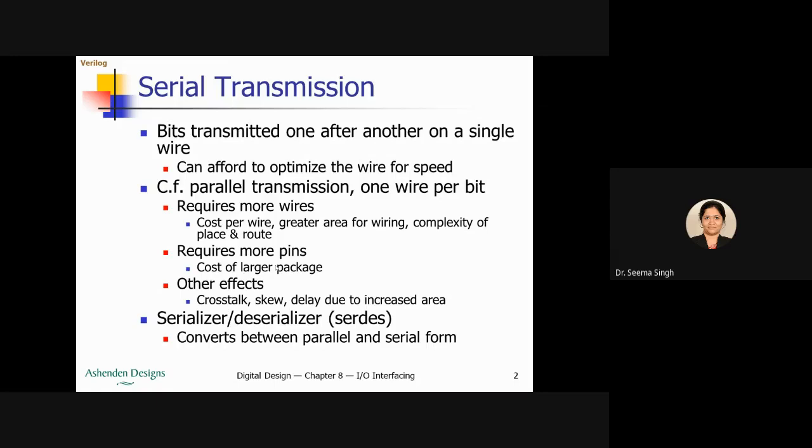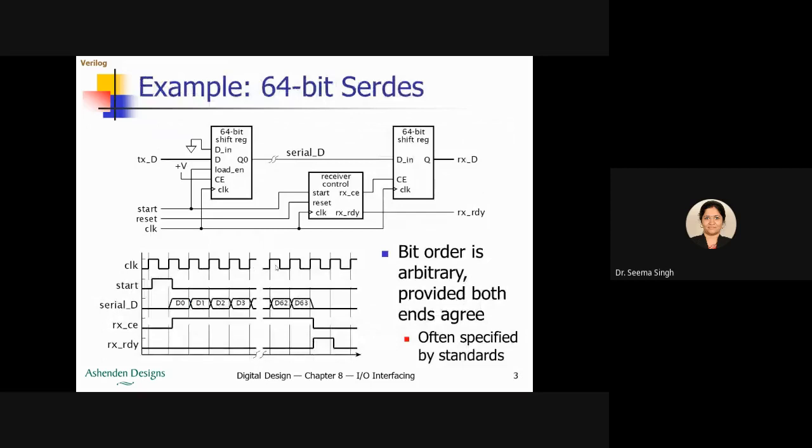In the same way, parallel to serial also, a shift register can take parallel data in, but with one output port, all this parallel data will be given out serially. So those shift registers will be used here. Now see how it looks like. Now you see this, what is it? What is happening here? This is a 64-bit serializer, deserializer.